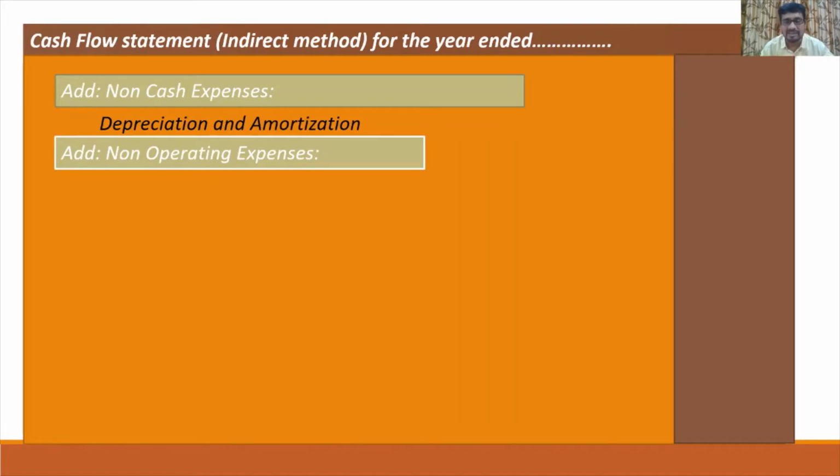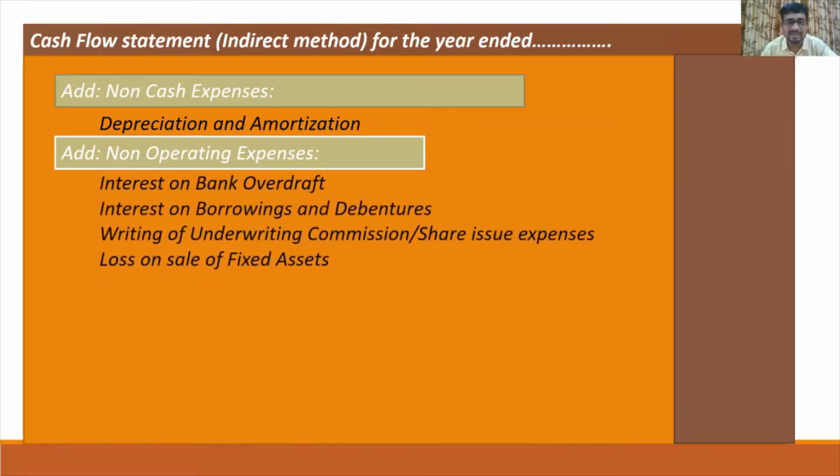Non-operating expenses are those expenses, my dear children, which are not part of the regular activity of the business. Electricity expenses are regular expenses. Salary paid is a regular expense. Which are non-operating expenses? You can see here, dear children, interest on bank overdraft is not regular in nature. It is regular up to the time the loan is not repaid. Interest on borrowing on debenture is non-operating. It is not directly related with the business.